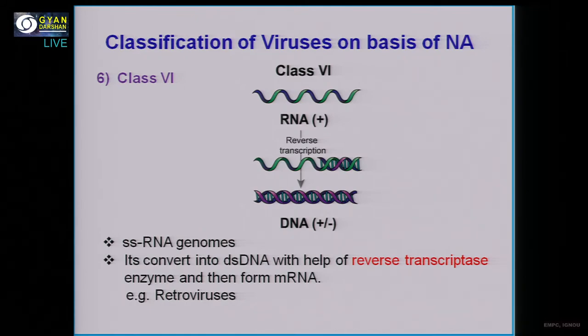Another class of viruses is known as class 6. It has a single stranded RNA genome. It is converted into double stranded DNA with the help of the reverse transcriptase enzyme, and then forms the mRNA. The best example is retrovirus, like HIV.